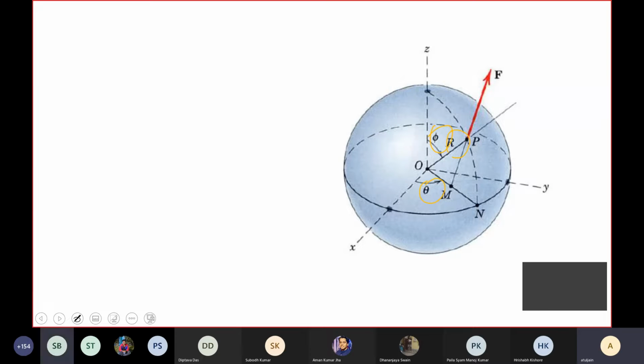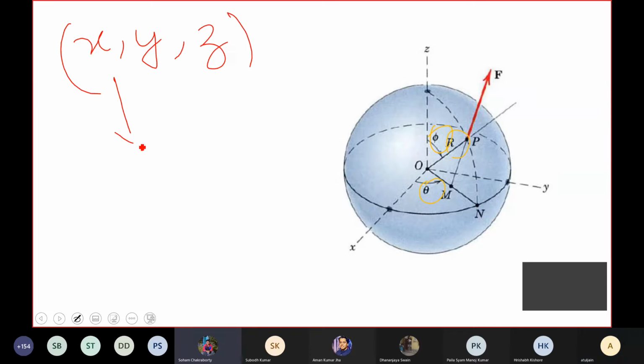Yes, sir. x is r cos theta sin phi, y is r sin phi sin theta, and z is r cos phi. So x is r sin phi cos theta, correct? Yes, sir.